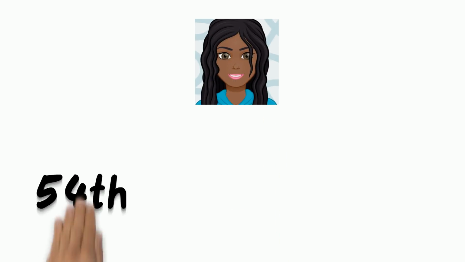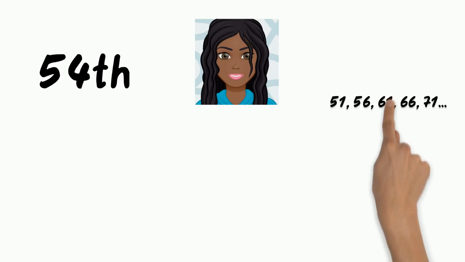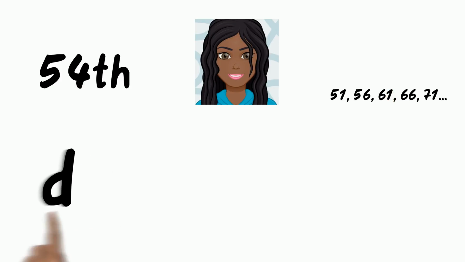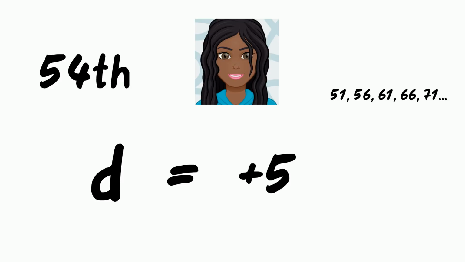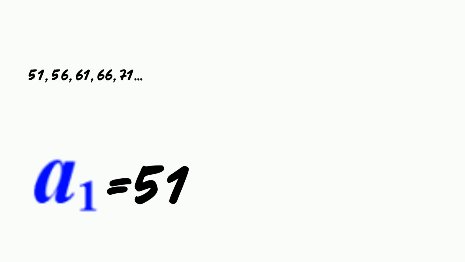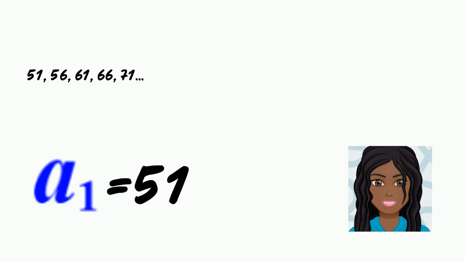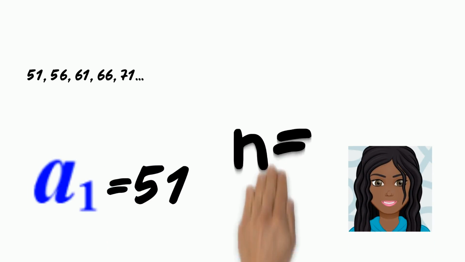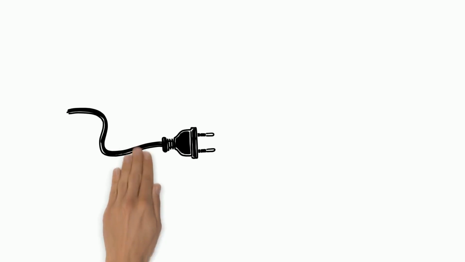Like we stated before, Miss Merritt is trying to find the 54th number in this sequence. What is d? In this case, the common difference is positive 5. What is the first number in our sequence? a sub 1 is 51. If Miss Merritt is finding the 54th number in the sequence, n is 54. Now let's plug it all into the equation.